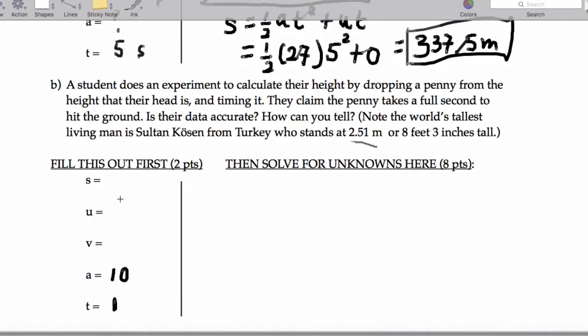The acceleration is 10. The initial speed is 0. We don't know how tall the student is claiming to be, and we don't know the speed at which the penny hits the ground. All we're saying is, let's see what this person calculates and compare it to our friend Sultan Kösen from Turkey, who stands 2.581 meters. So let's calculate the height that they're getting given their data.